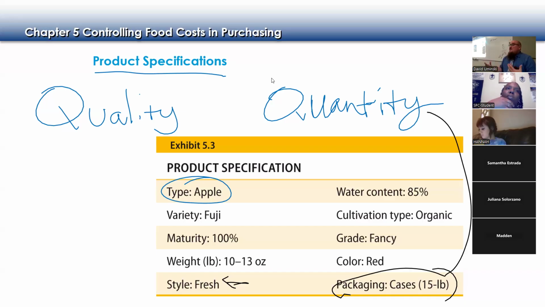But if we have a lot of excess product, chances are it might grow legs and walk out the door, right? And then again, we've paid for it as cost, but we're not selling it.